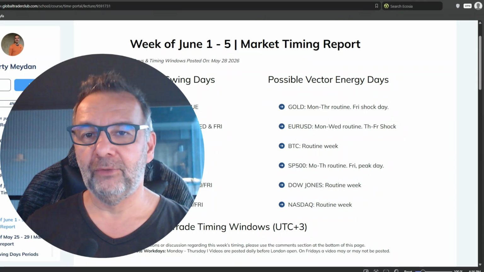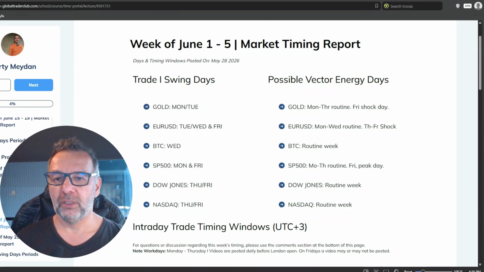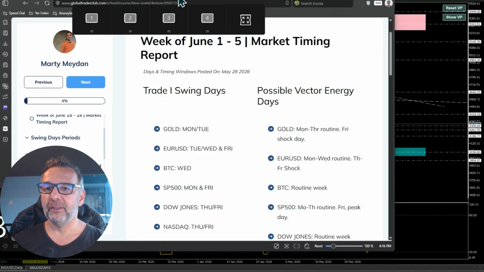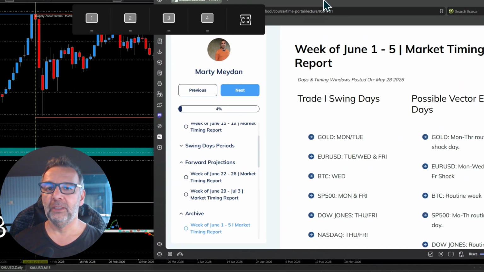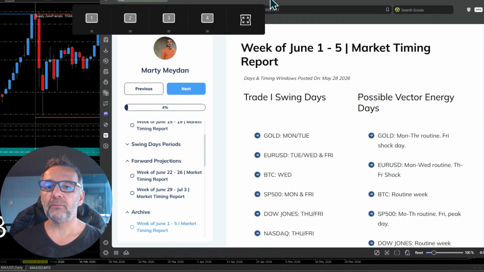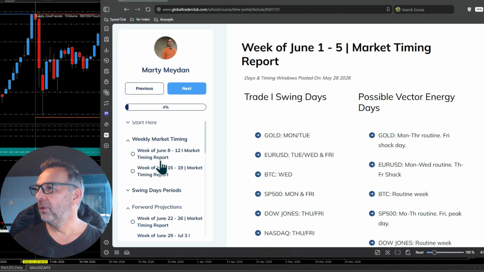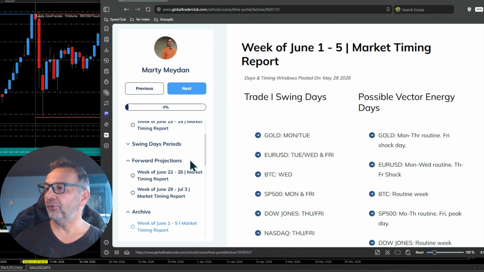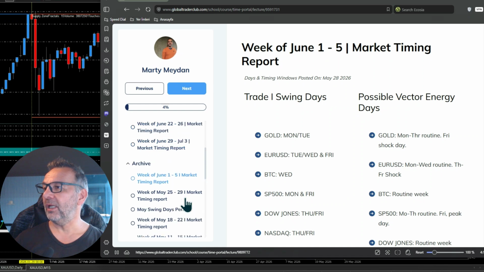Let's get me out of the picture here. All right, and I will just bring this here so you can see it properly. Weekly market timing is up there for the 15th to the 19th. And in the forward projections, you can see it all the way into July. They're all active. So let's take a look at what's in the archive.